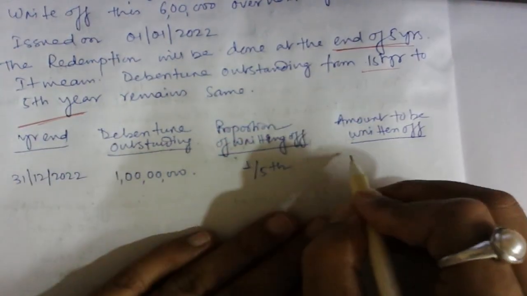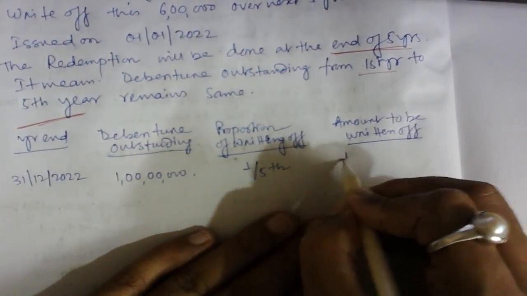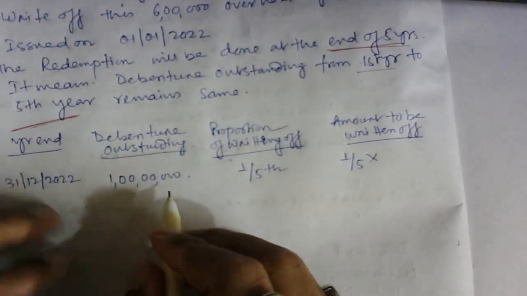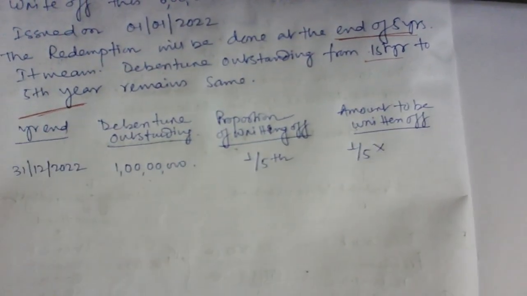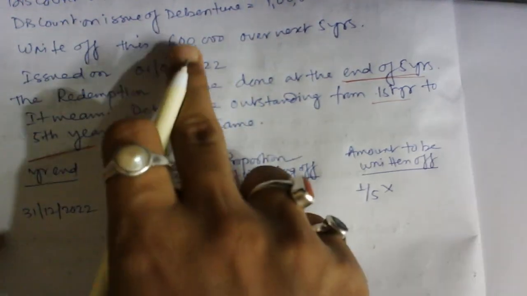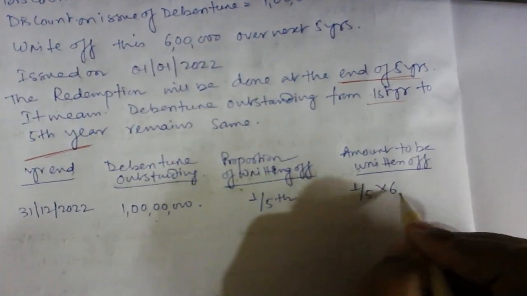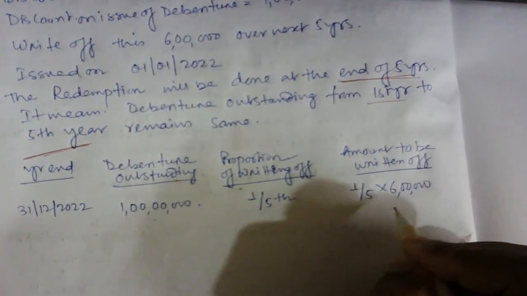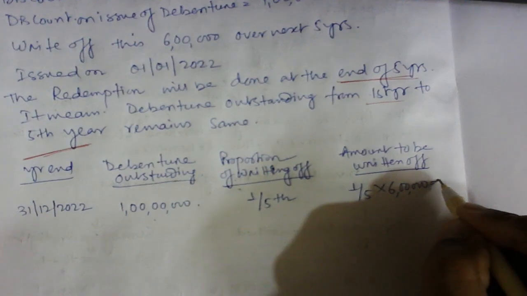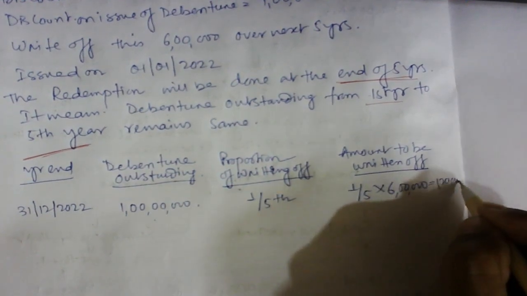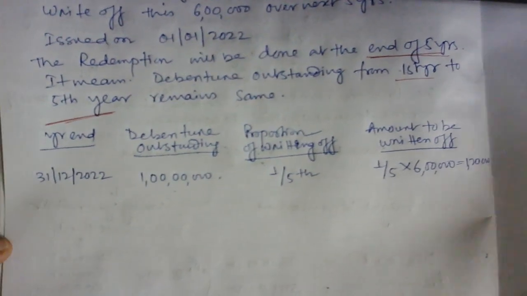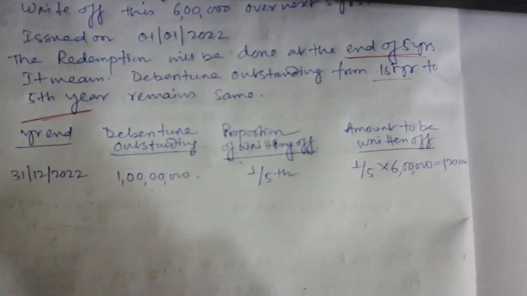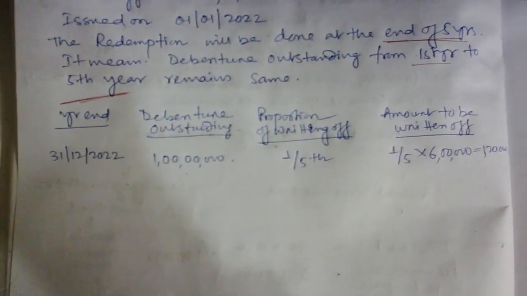The proportion is 1/5 to be written off, and the amount to be written off is how much? See how much to write off, that is very important. Don't make it wrong: it is not the debenture amount, we need to write off the discount amount. Discount is 6 lakh. So 1/5 of 6 lakh is 1,20,000. Write it down, 1,20,000 is the amount.